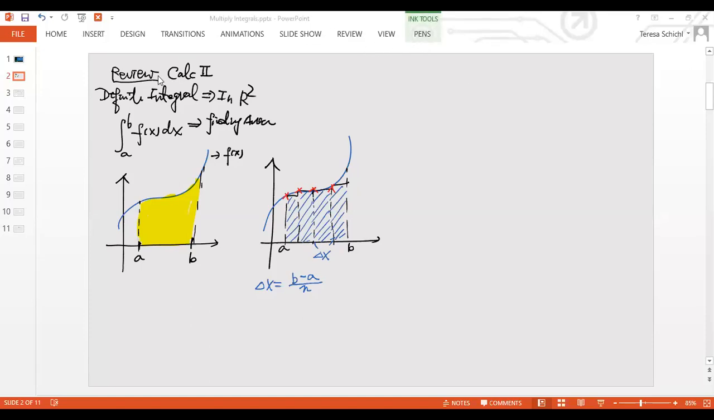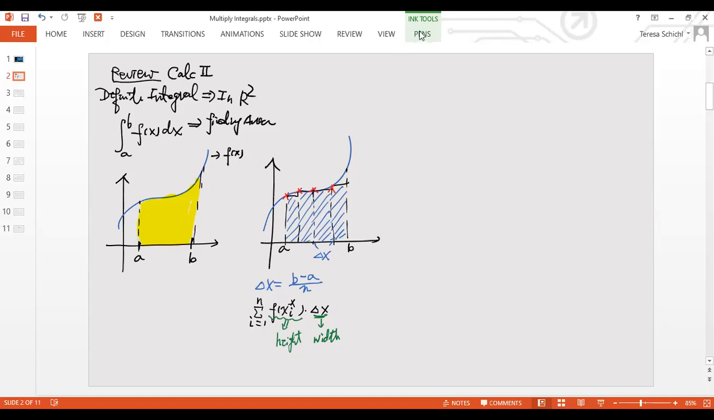So we can write the summation: the sum of f of x i star times delta x, i from 1 to n. This f of x i star is the height for each sub-interval, and delta x is the width. The height times width will give me the area of those rectangles.